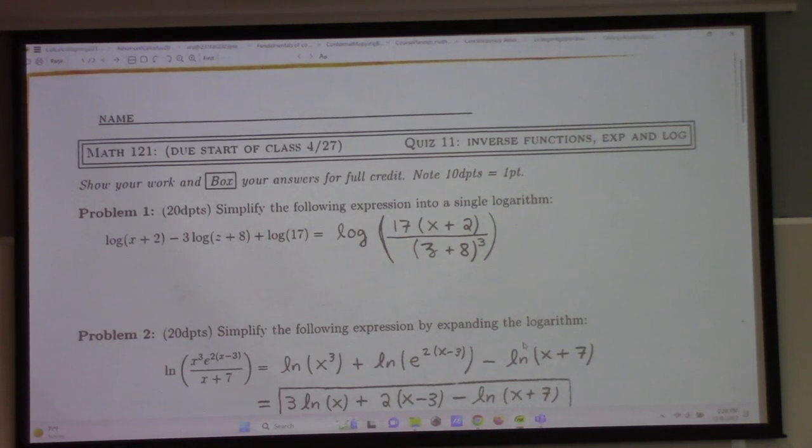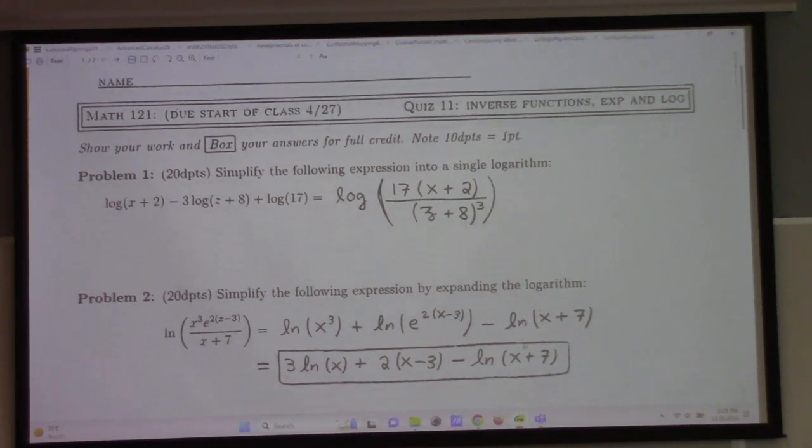So the first problem here, let's see what goes on. Addition puts the things in the numerator, 17 times x plus 2, right? And then this minus puts it in the denominator, and then this 3 gives me that power 3. All right? There it is. All there is to it, that one.